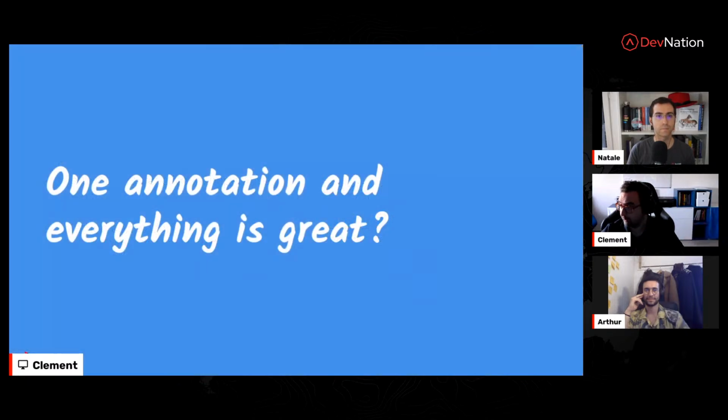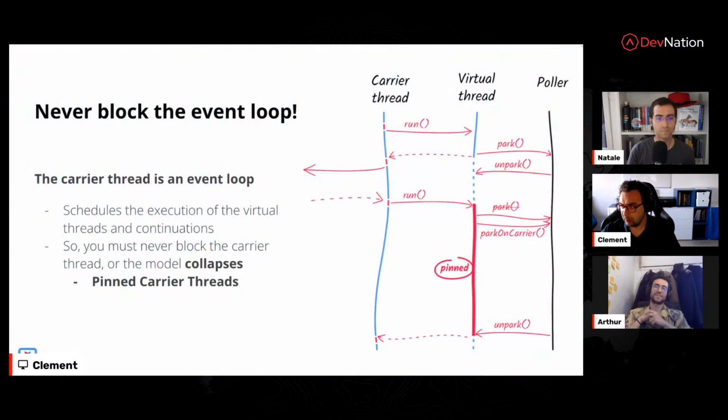and everything is great. Everything is great, Arthur? Well, kind of, but not exactly right. The Loom team has been pretty honest on this matter since the beginning of the Loom project. There are some occasions where parking doesn't happen the way you want it to happen, right? So what's going to happen basically is that they have a fallback method.